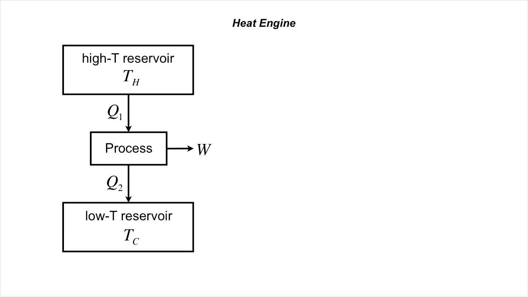The first question we should probably address is how much work can our process theoretically produce? To answer this, let's start by considering the first law for a steady state or cyclic process that does not have any accumulation of energy inside the process. In this case, we can say that 0 must equal Q1 minus W minus Q2. Thus, no matter what we do, energy conservation places a limit on how much W can be, based on Q1 and Q2. But are there any other limitations? To see, let's also express the second law.